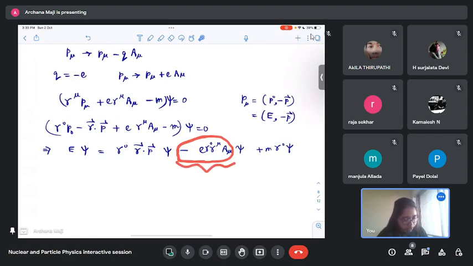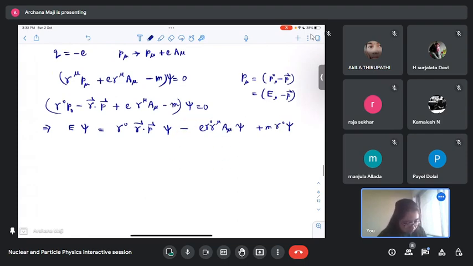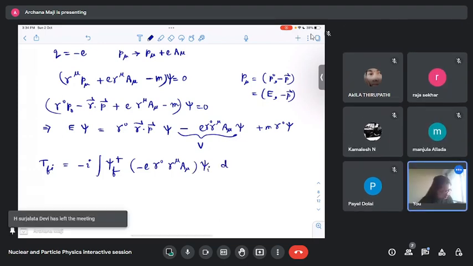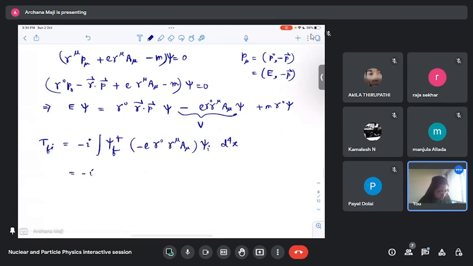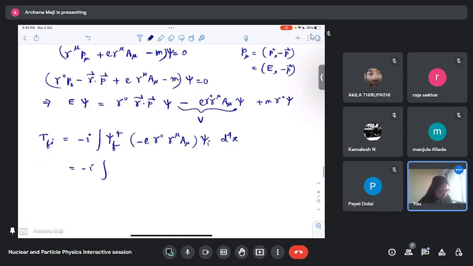So this is the potential V, so the transition amplitude is minus i integral of psi f dagger times minus E gamma 0 gamma mu A mu psi initial d4x, and this can further be written as psi f dagger minus E psi f dagger gamma 0 gamma mu psi i A mu d4x.